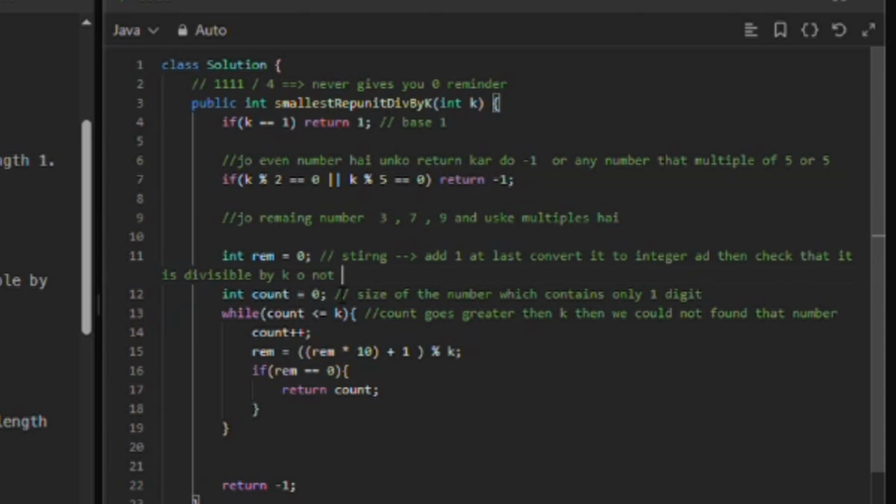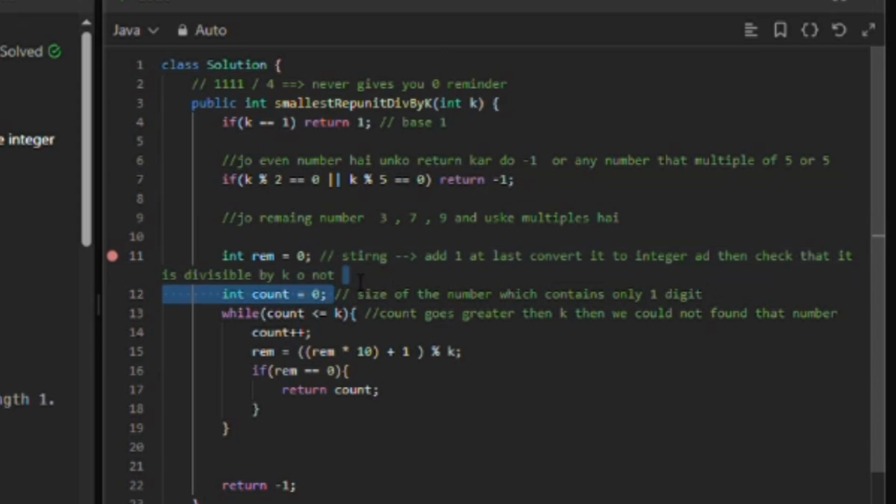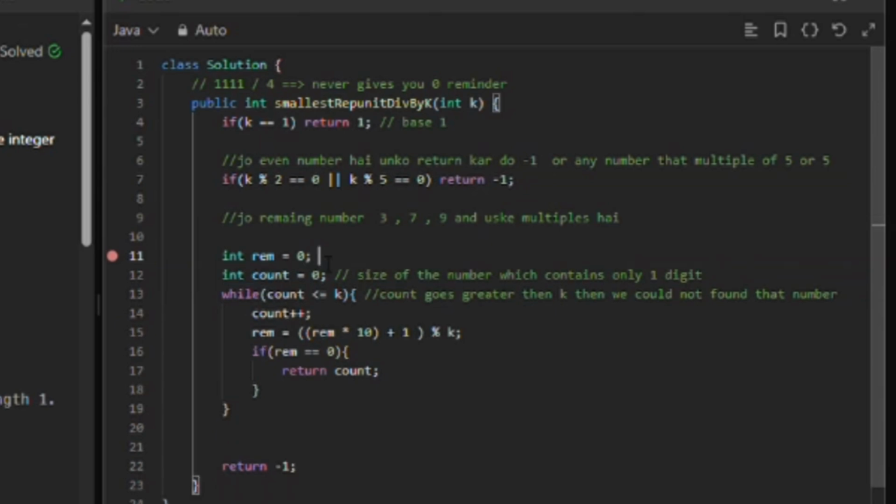But the integer may overflow, because look at the note given here: n may not fit in a 64-bit signed integer. So this idea fails. We cannot do it using this approach, so we cancel it.